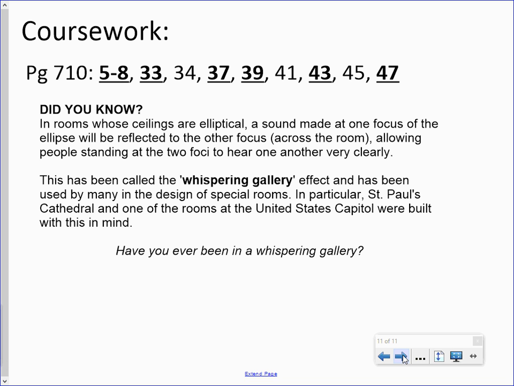Have you ever been in one of those rooms where you can stand in one certain spot and whisper, and then you hear it on the other side of the room? Yeah. They have one at the Capitol. It's called a whispering gallery. The ceiling is shaped elliptical, so the sound bounces and comes to the other focus. It's kind of cool.